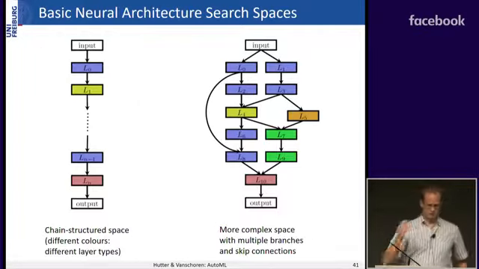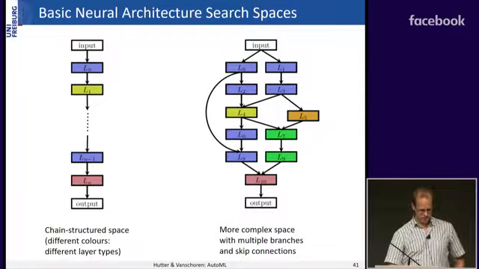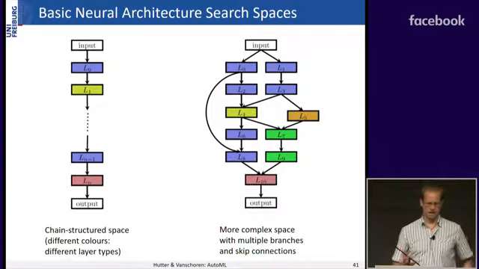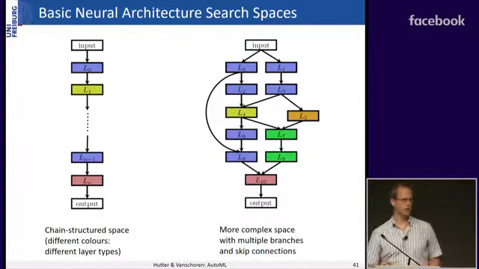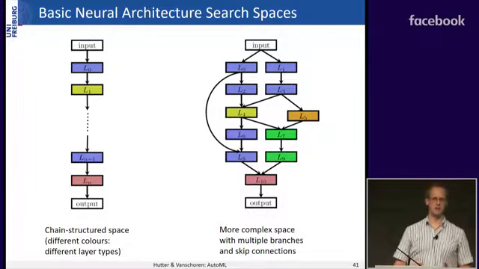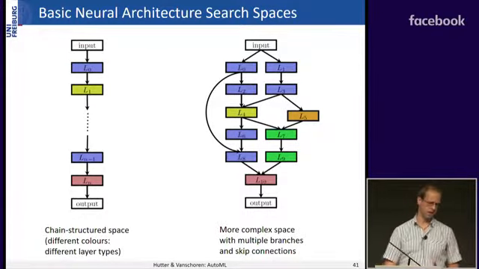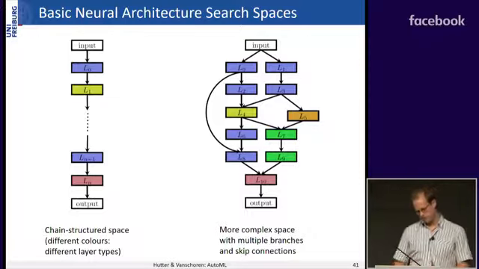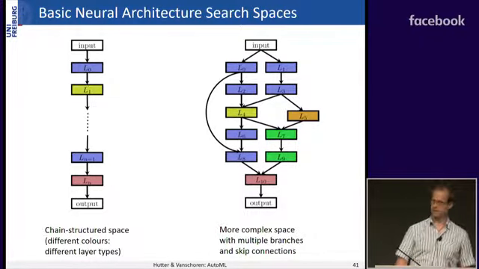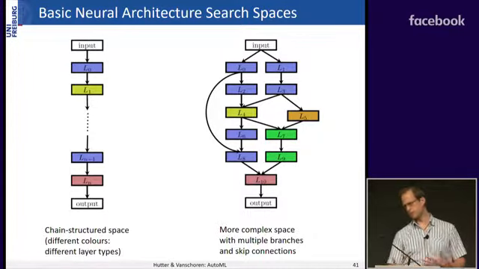So let's first talk about the search space design. The simplest search space design is a chain-structured space. So you just have to decide how many layers do I want, and for each layer, what is the type of this layer? Is this going to be a convolutional layer, a max pooling, a fully connected, etc.? That was historically the first type of space people looked at, but then over time, people looked more at more complex spaces with multiple branches and skip connections, inspired by ResNets, etc.